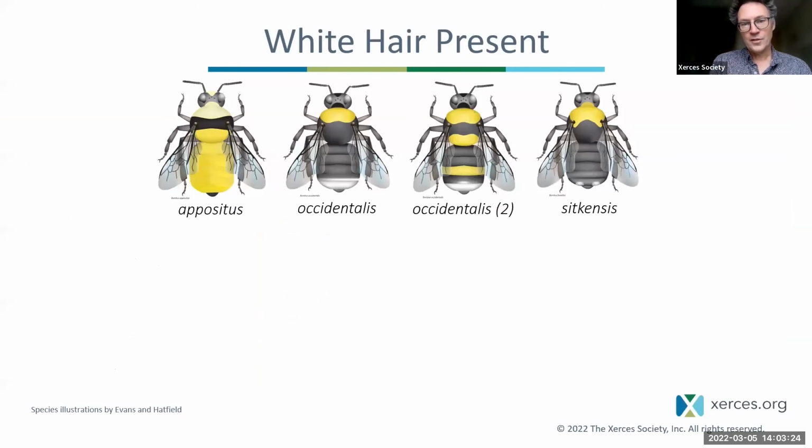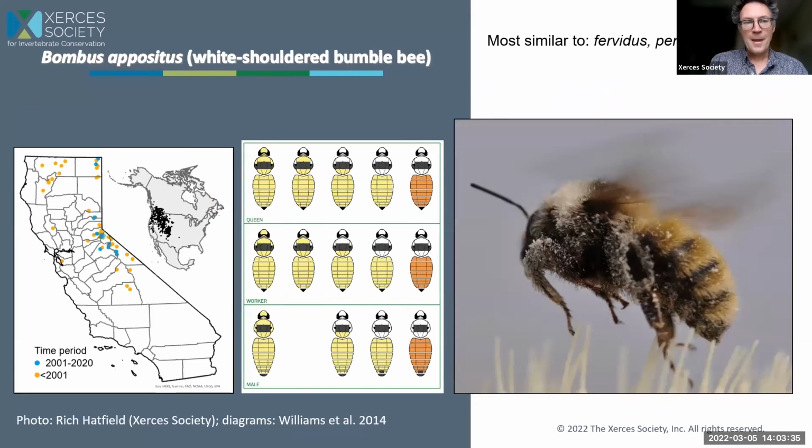Okay, so let's move on to bees that have some white hair present somewhere. I'm going to quickly check my timer. I'm going to wrap this up in the next 5 minutes. So we just have 3 species in this group.